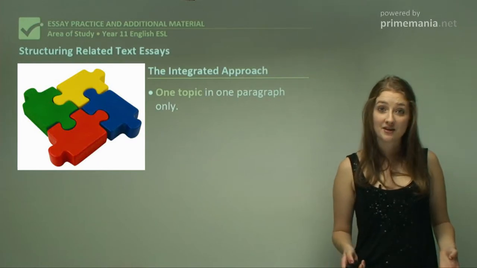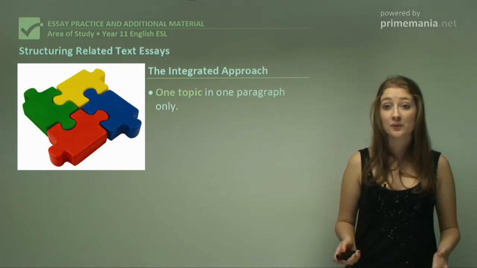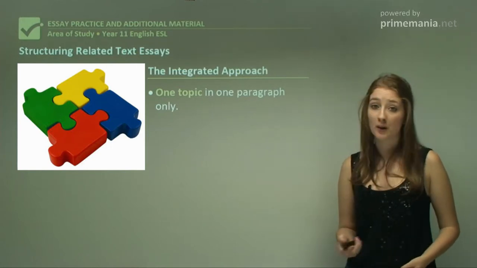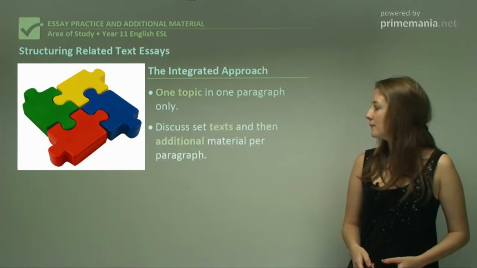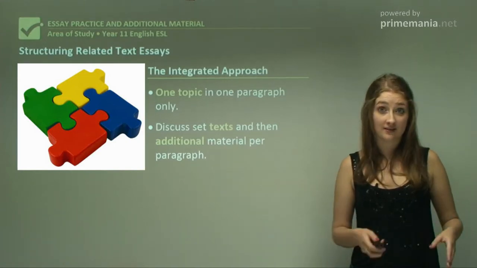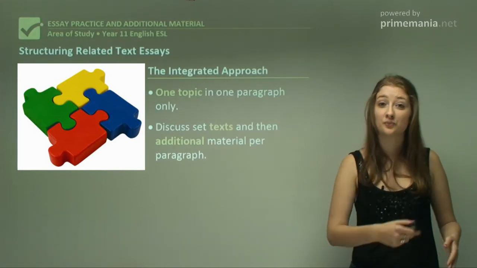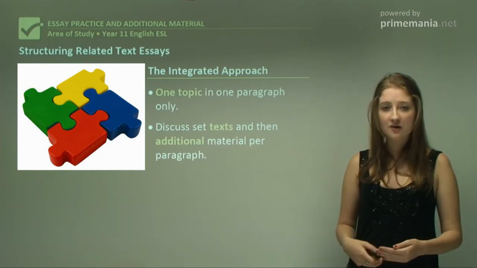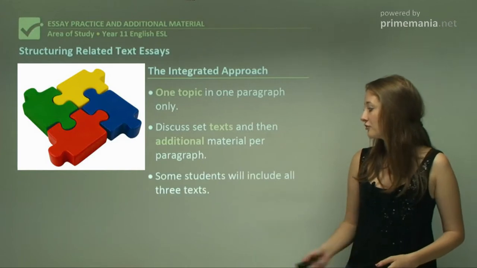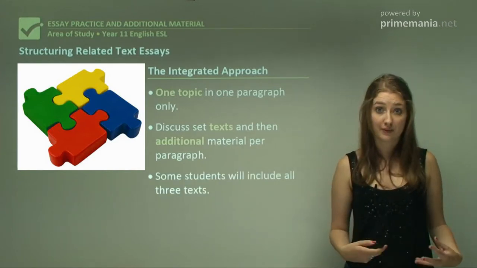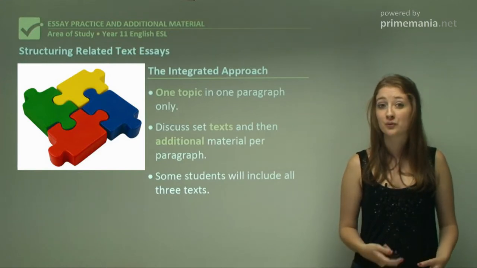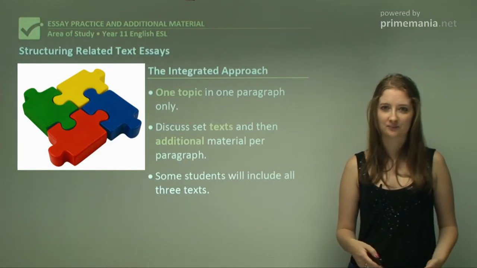The third method is called the integrated approach, and this one's a little bit tricky because basically what you're looking at is one topic in one paragraph only, but making sure that you discuss the set text and then the additional material in the same paragraph. So instead of splitting up your text between different paragraphs, you're mashing them all together in one paragraph. So some students are able to include all 3 texts in that one paragraph. You could also do the integrated approach perhaps with 2 texts, alternating those.